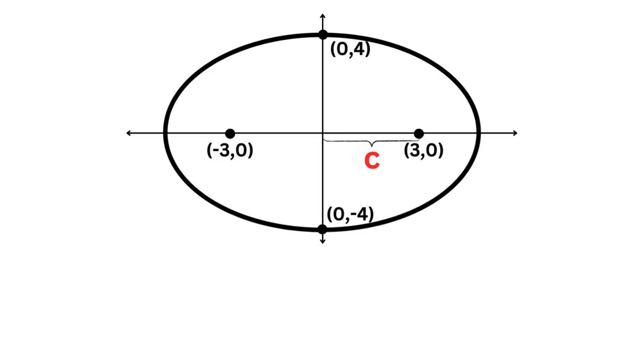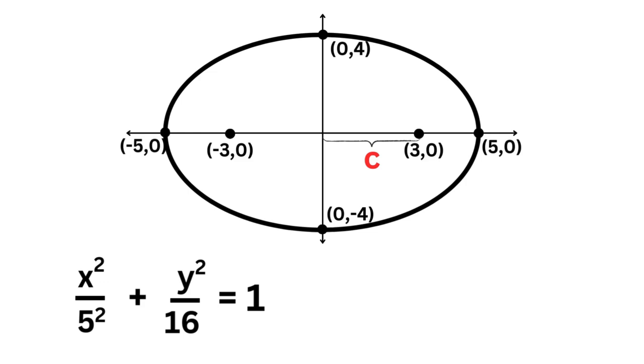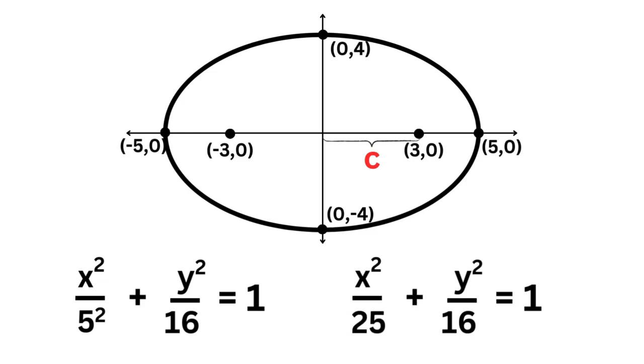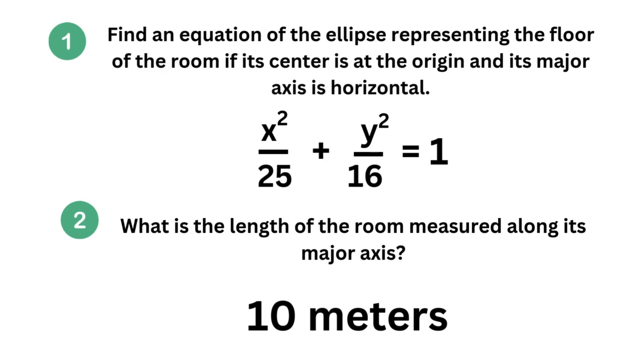So that means we're going to have vertices at (-5, 0) and (5, 0), and my a value would be 5. So when I plug in 5 into the equation of the ellipse, I would get x squared over 25 plus y squared over 16 equals 1. So answering question 1, the equation of the ellipse would be x squared over 25 plus y squared over 16 equals 1. And question 2, the length of the major axis would be 10 meters.